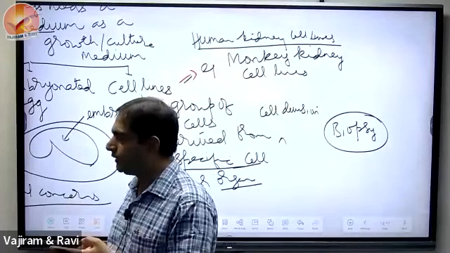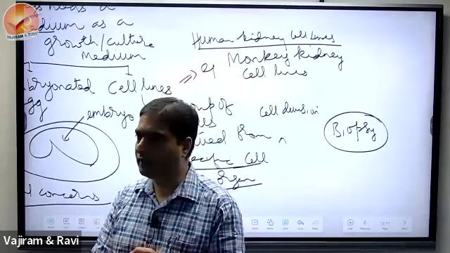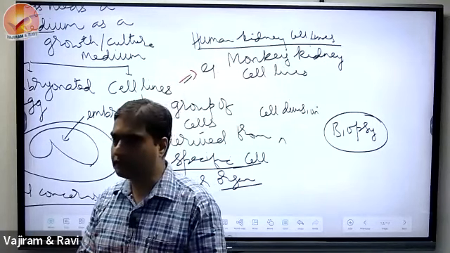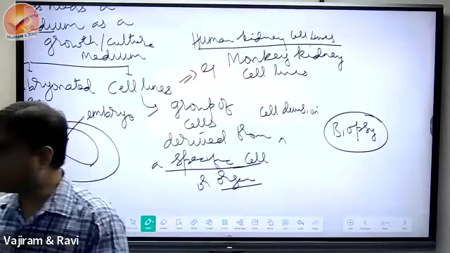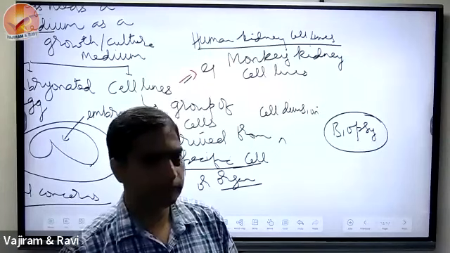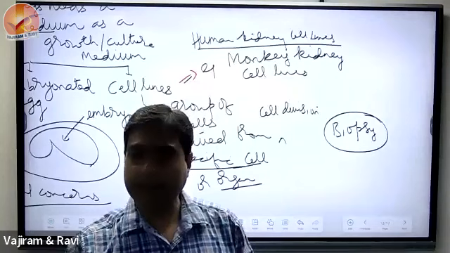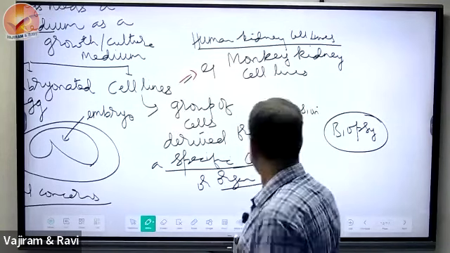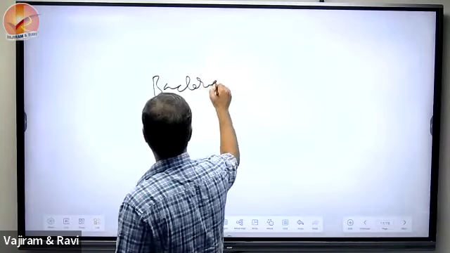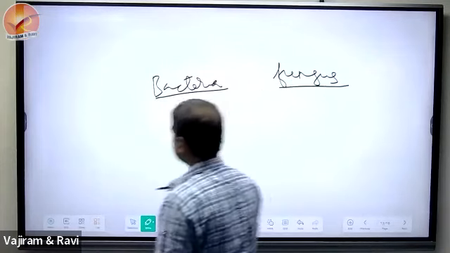So there are 2 points. One is virus, you can write: virus cannot be cultured or grown in any synthetic or non-living medium. But it can be adopted for what? Bacteria and fungus.